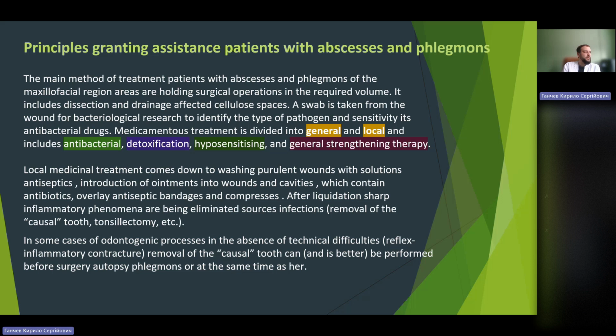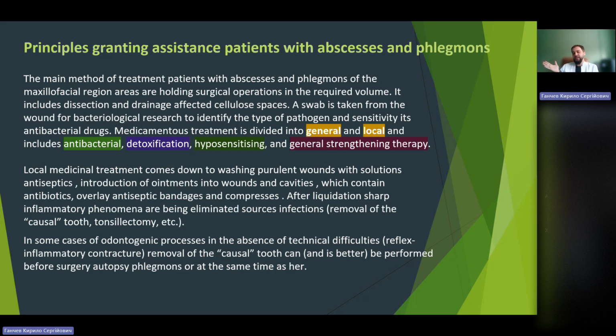Nursing assistance to a patient with abscess and phlegmon, general and local. Let's talk about general assistance. That's what I wanted to stop at here. So the main method, common to all abscesses and phlegmons, of treatment is holding a surgical operation in the required volume. It includes dissection and drainage of the affected cellular spaces.